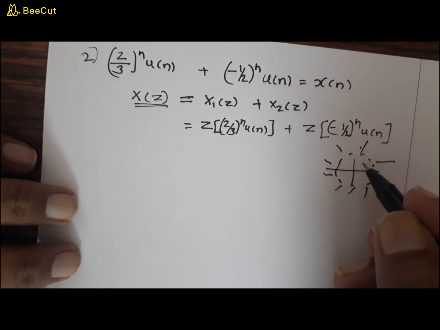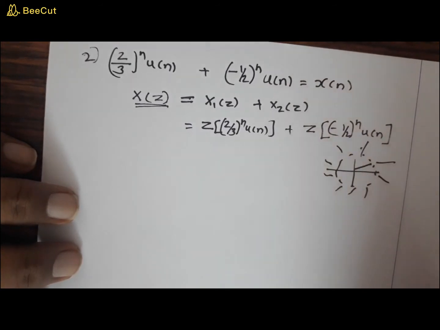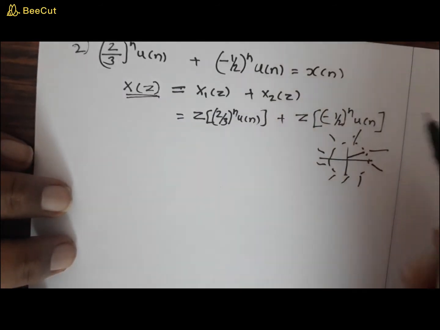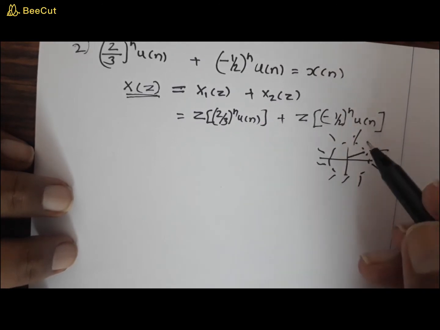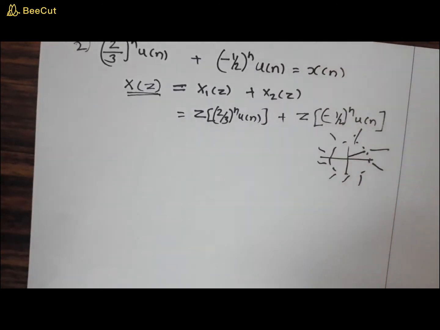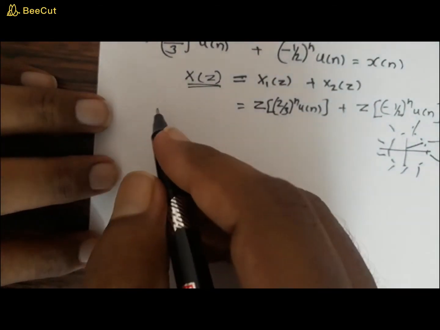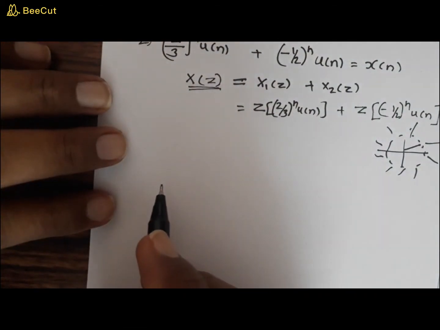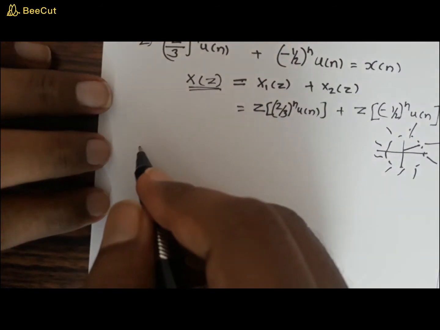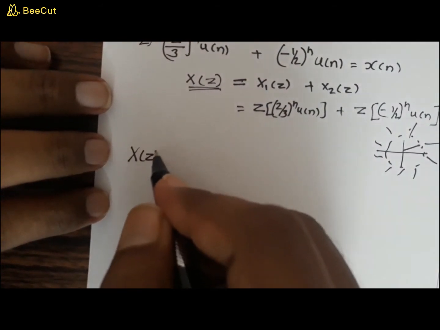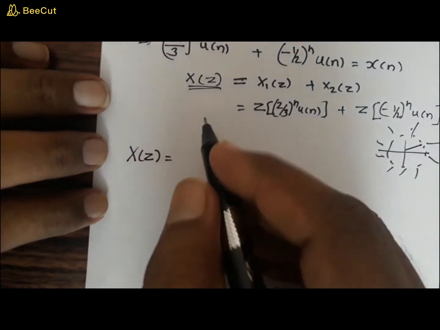Now we just need to know only the radius. What must be the radius of that circle, and the region is going to be the exterior of that circle with the particular radius. Okay, now let's start. How to find out the z-transform of (2/3)^n u[n] plus (-1/2)^n u[n]? So you can straight away use the basic expression.